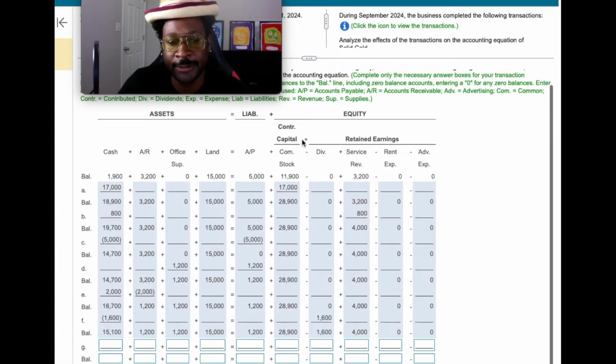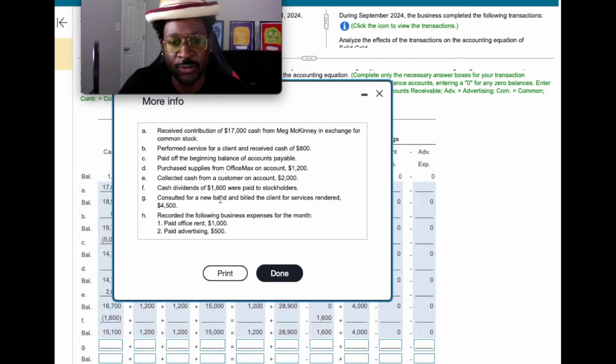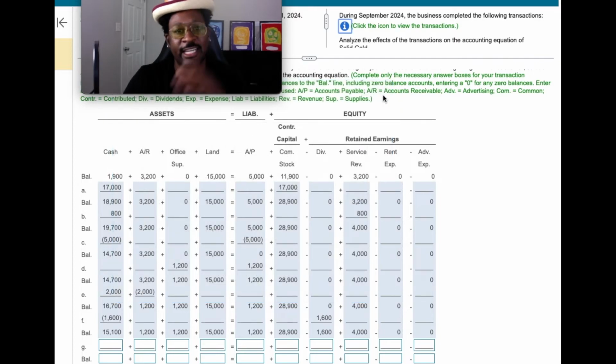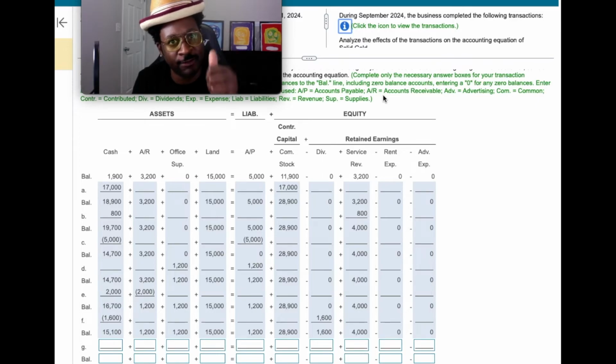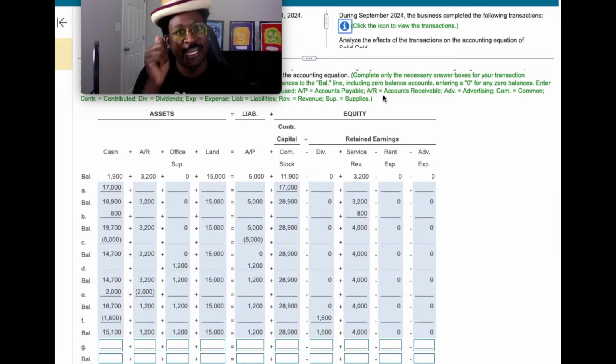Bang. Moving on. G. Consulted for a new band and billed the client for services rendered, $4,500. What are the key words, gang? Billed the client, services rendered. Again, anytime you hear the words services rendered, you're providing a service or selling a product, you're generating revenues. Revenues is going up, thus causing retained earnings to be affected as well, because revenues is a part of income. Remember, gang, income is always revenues minus expenses. And since retained earnings is affected by income, it is affected as well. Retained earnings happens to be a part of stockholders' equity, causing it to go up.